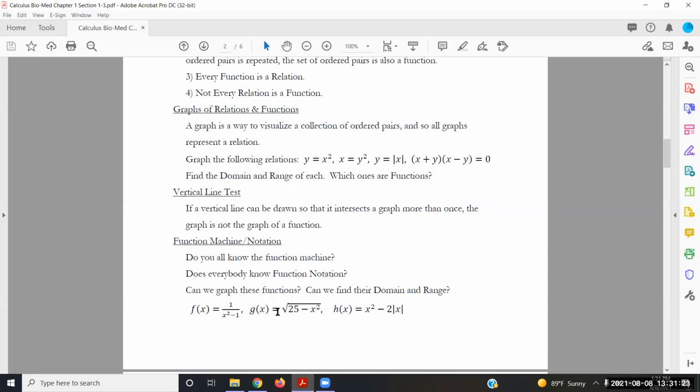The others that are here, this one is our standard semicircle formula, which you should remember from Algebra 2. This one's a little bit more interesting because this absolute value is going to be throwing things off a bit. And so the question becomes, what happens when you take a parabola and you subtract an absolute value graph from it? Think that over real quick, and then we'll graph it.